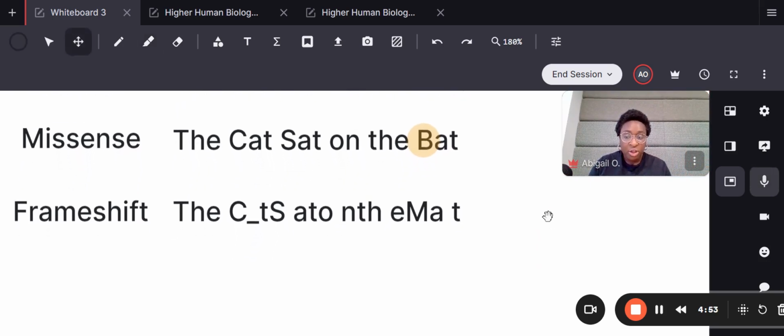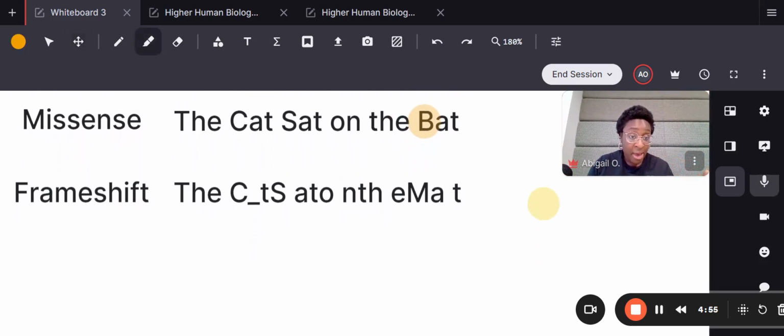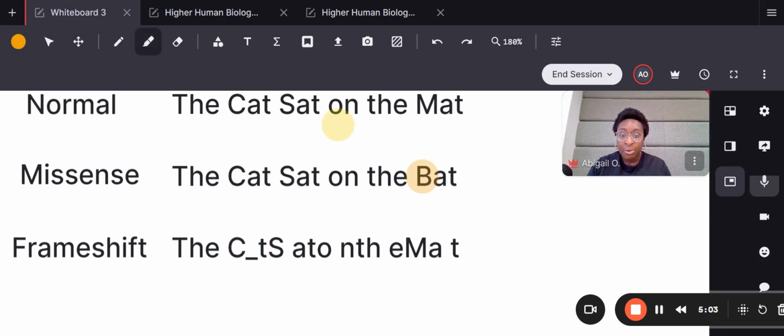A frame shift mutation will cause an absolute mess, okay? So here in this frame shift mutation, I've deleted my letter A here. So instead of saying the cat sat on the mat, which is the original, I'm saying the don't have an A. And so I'm having to compensate and change all the letters after the point of that change, and it's reconfiguring my whole sentence, okay?